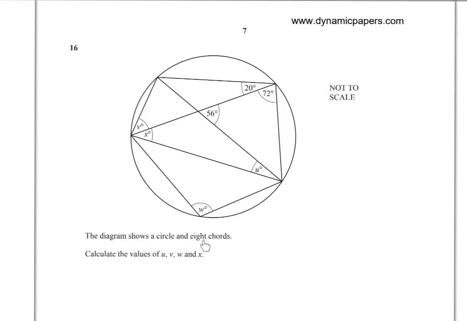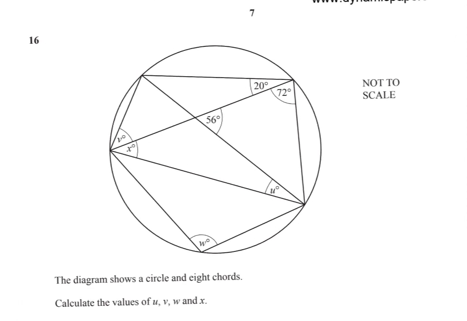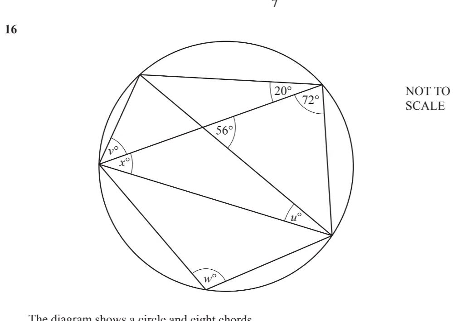Number 16. The diagram shows a circle and chords. Calculate the value of u, v, w, and x. So we need to find u, v, w, and x. We can find w by subtracting 72 from 180, because this is a cyclic quad. Am I right? If you need to find w first, no problem. So w equals 180 minus 72 equals 108.